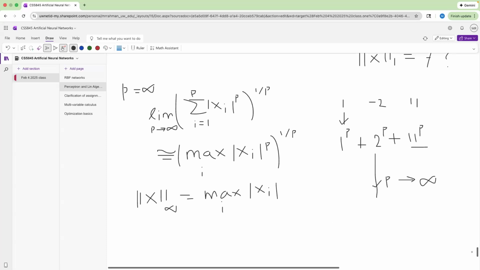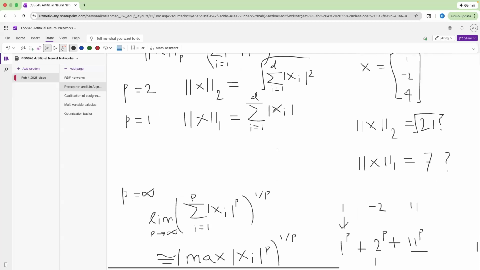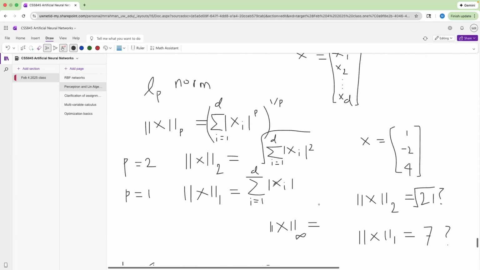Another important norm. So if you go back to our example here, what would be the infinity norm of this vector? It's much easier to compute compared to the others, right? What would be the infinity norm for this vector?